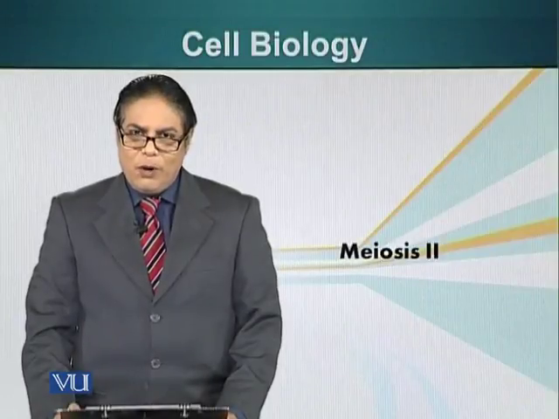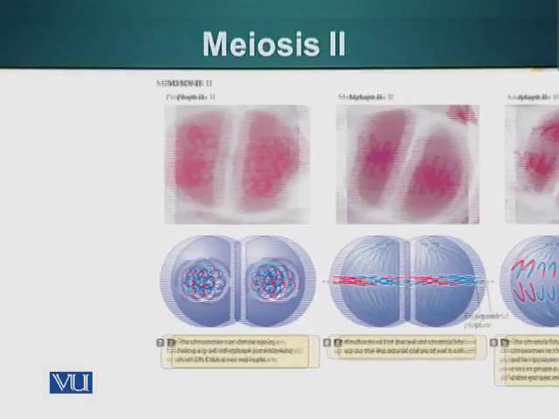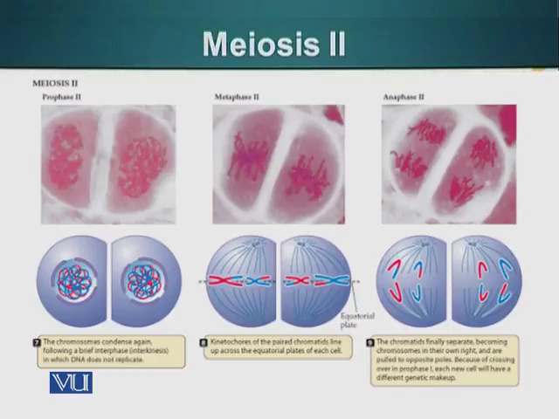In this module, we'll talk about meiosis II. In meiosis II, the homologous chromosomes have separated in meiosis I, and the nuclear envelope started forming in telophase I. The chromosomes are becoming decondensed. In prophase of meiosis II, the chromosomes start to condense again, and the nuclear envelope also starts to disintegrate.